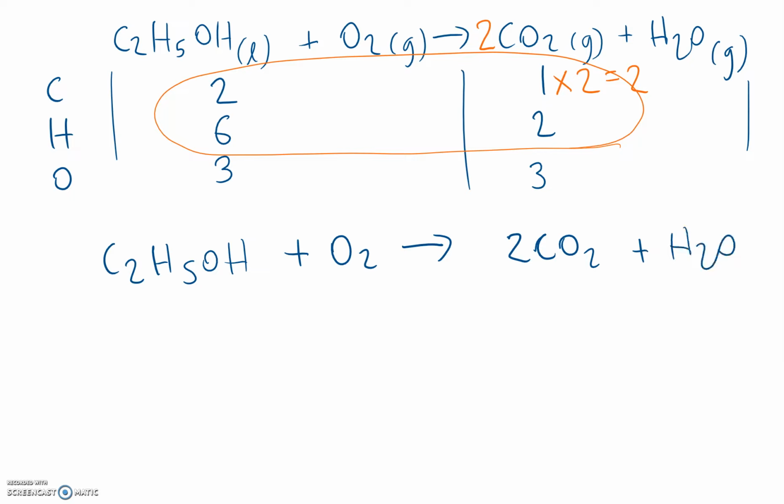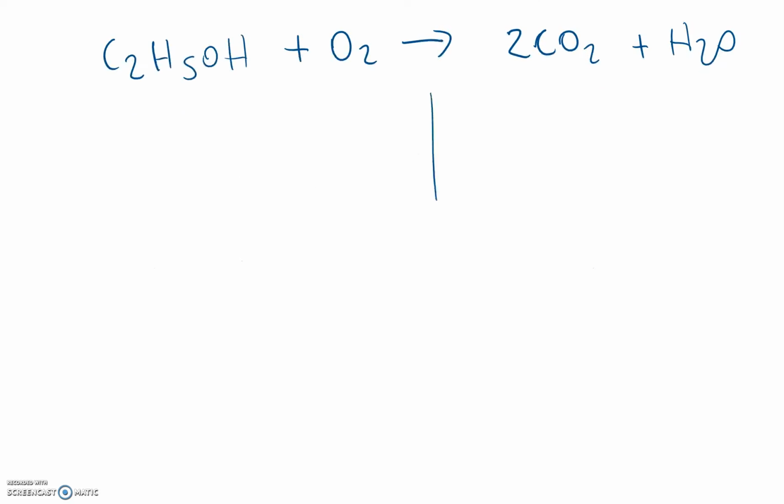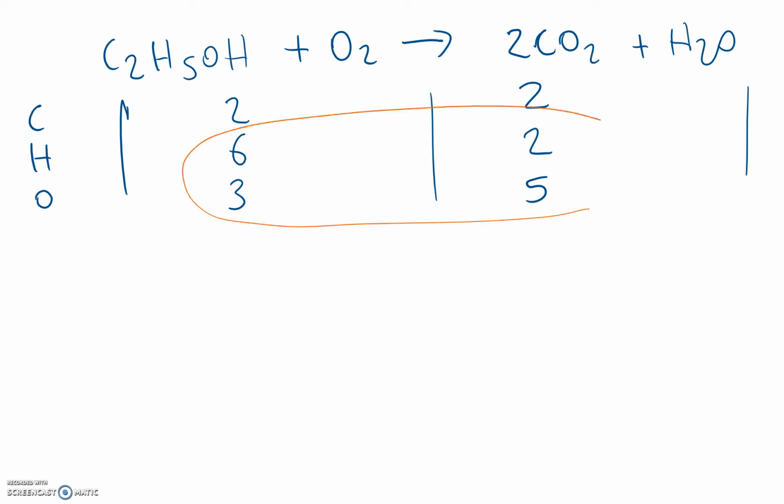This is my new equation, and I repeat this step by putting the columns below, listing the elements on the left, and writing down the amounts I have. On the left I have 2 carbon, 6 hydrogen, 3 oxygen. On the right I now have 2 carbon, but now my amount of oxygen has changed. I have 4 plus 1, 5 oxygen on the right, and I have 2 hydrogen. So my equation is still not balanced.